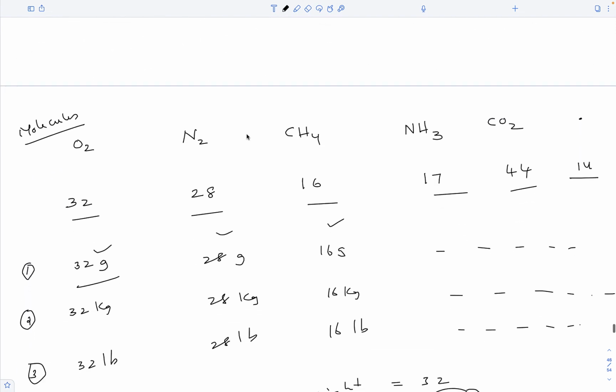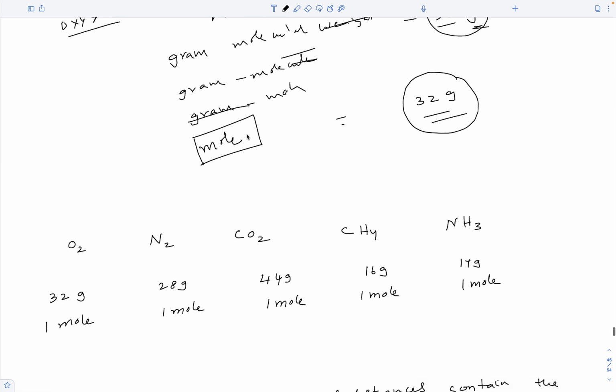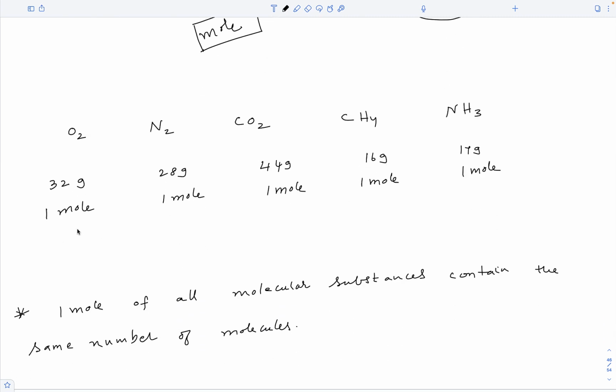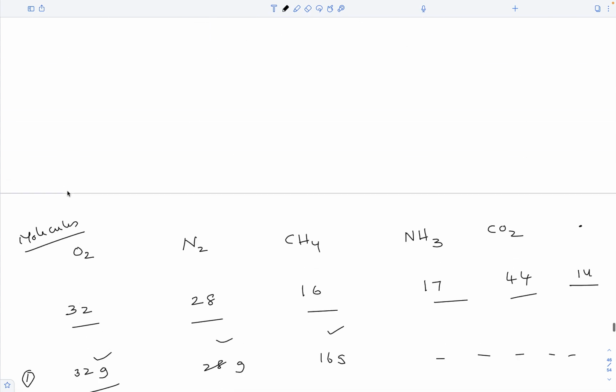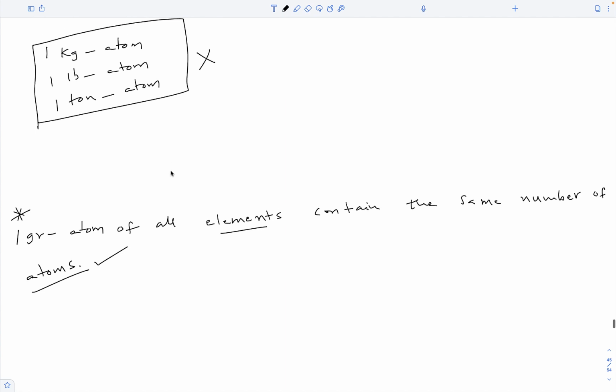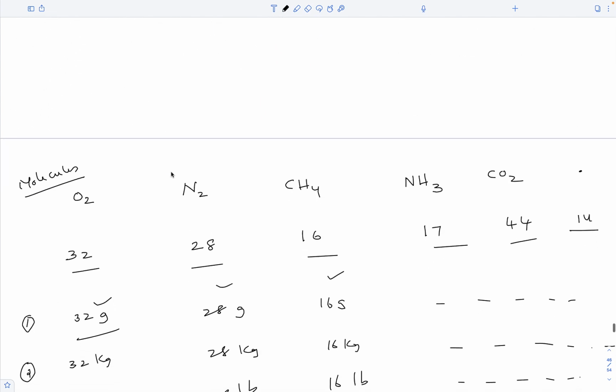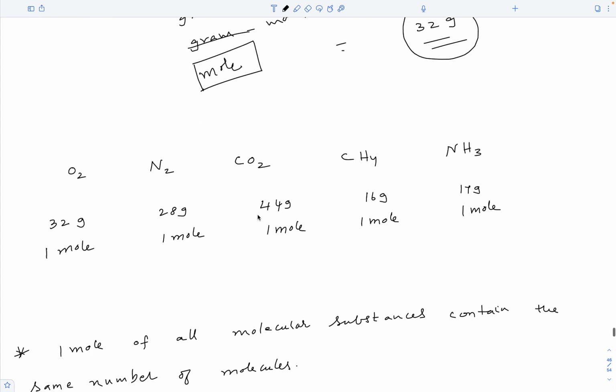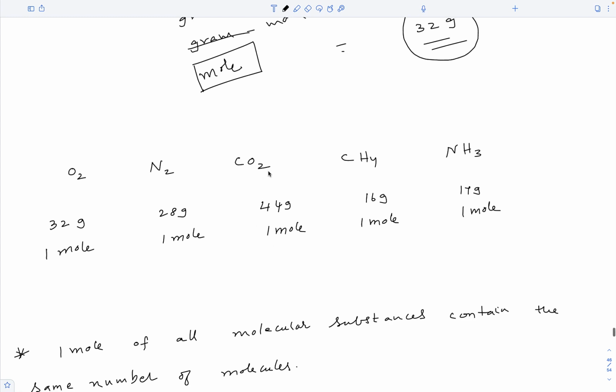Now let us consider 1 mole of different molecular substances. Mole or gram mole is nothing but molecular weight of the substance in grams. So 1 mole of oxygen is 32 grams of oxygen. Remember, molecular weight of oxygen is 32. Atomic weight of oxygen is 16. Pay attention to that. Similarly, 1 mole of nitrogen is 28 grams of nitrogen. 1 mole of carbon dioxide is 44 grams of carbon dioxide, and so on.